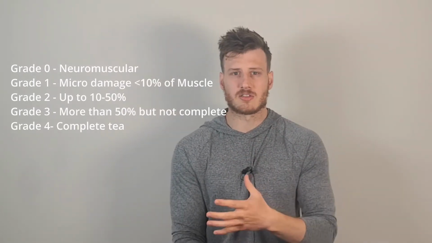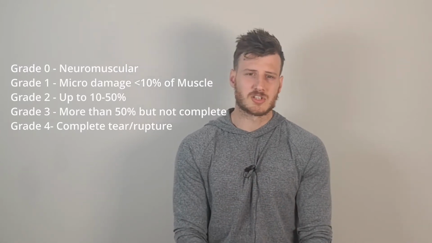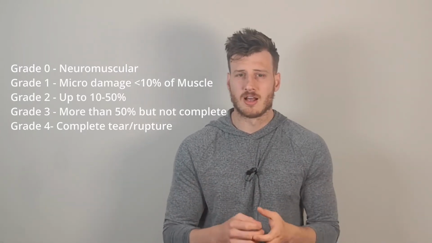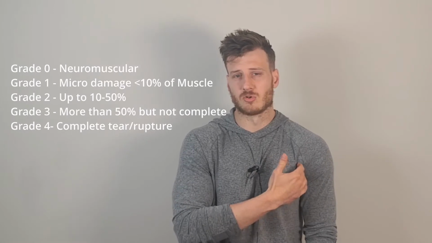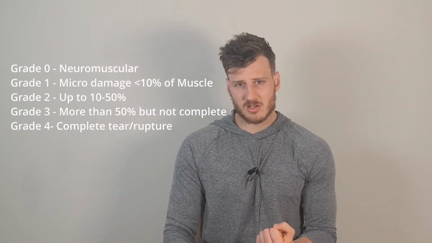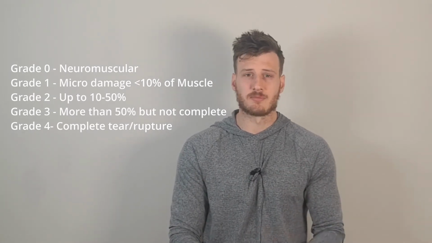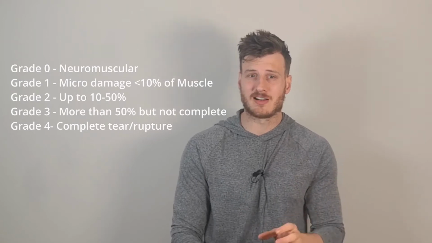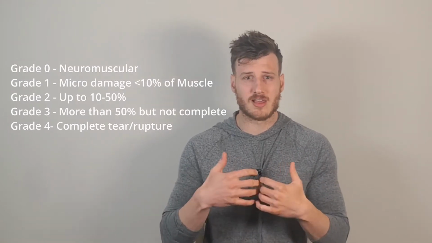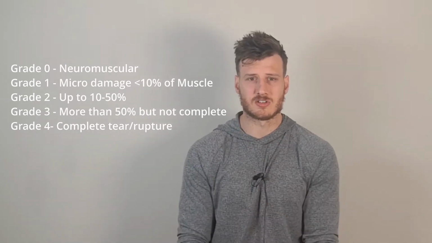You've then got grade 3, which is up to 90%, so 50% to 90%. This is where the majority of the muscle is torn. There'll definitely be a noticeable defect palpably with the muscle. You're very weak in contraction, and it's quite sore. Some people, they're not as sore, funnily enough, because the nerves that are in there can be damaged, and when you damage the nerve, it can't send those pain signals to the brain.